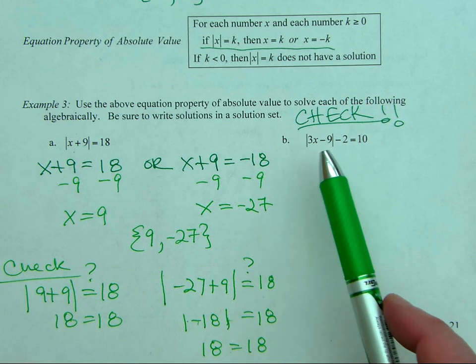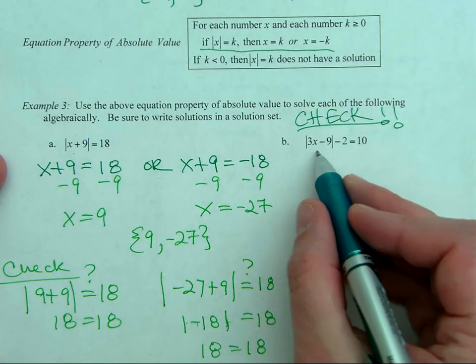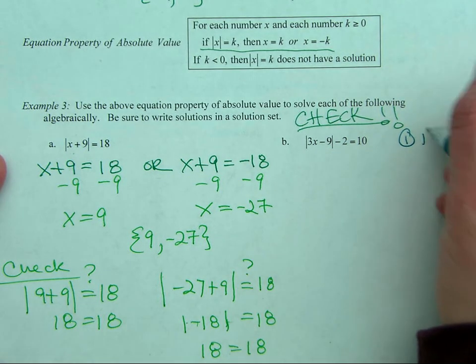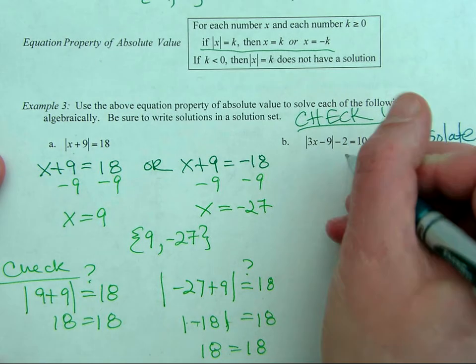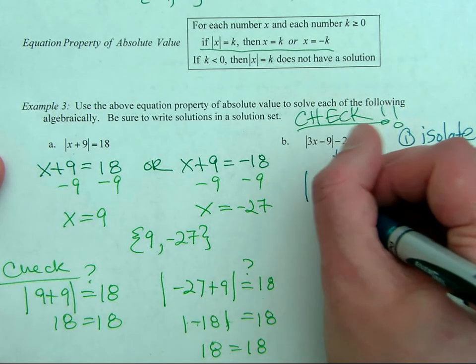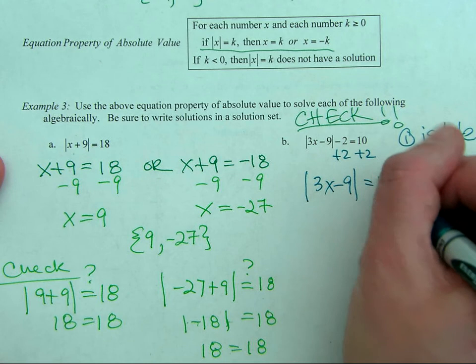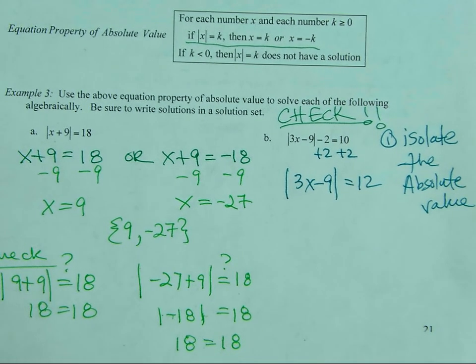Now, anytime you have an absolute value equation and there's more going on than the absolute value, you want to, step 1, what do you think you would want to do first? Yes, you want to isolate. So step 1 would be to isolate the absolute value. So you guys said I should add 2 to both sides. I get the absolute value of 3x minus 9 equals 12. And now what should I do to set this one up to solve?